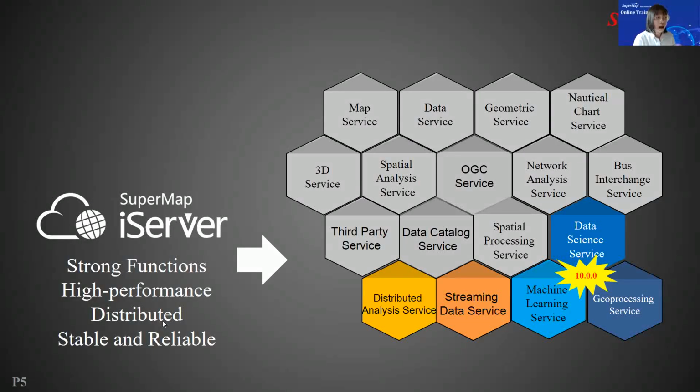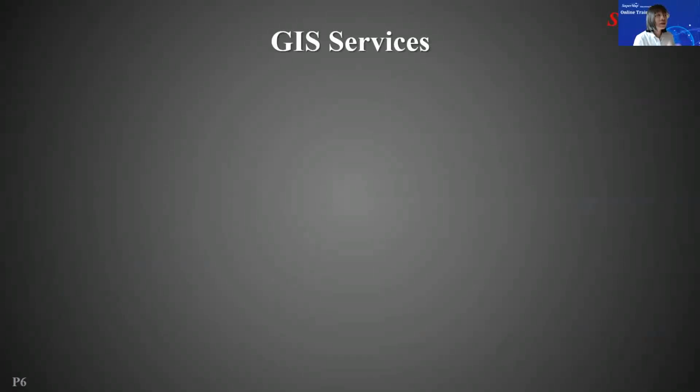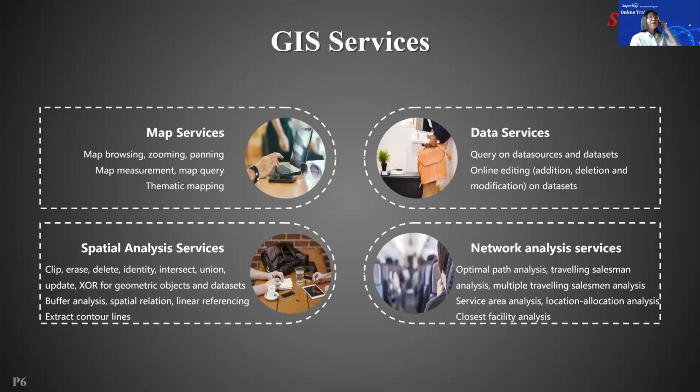So SuperMap iServer is the most popular product in the SuperMap product family, as it has strong functions and high performance, and also provides distributed functions. It's also very stable and reliable. So what are GIS services? For a map service, we can browse the map, zoom in or zoom out, and edit the map on the website. We can also do some map measurement, map query, and thematic mapping.